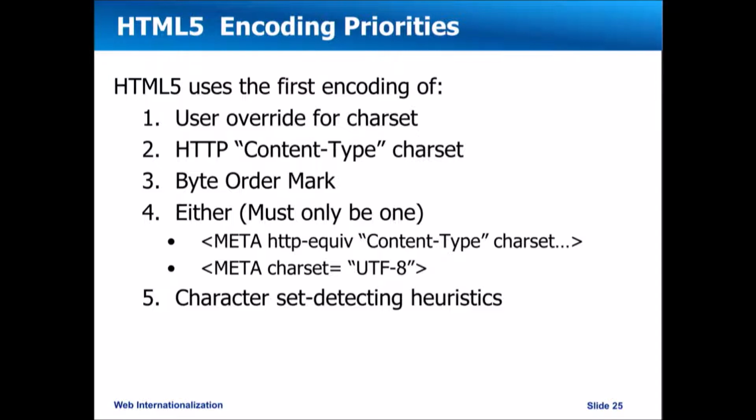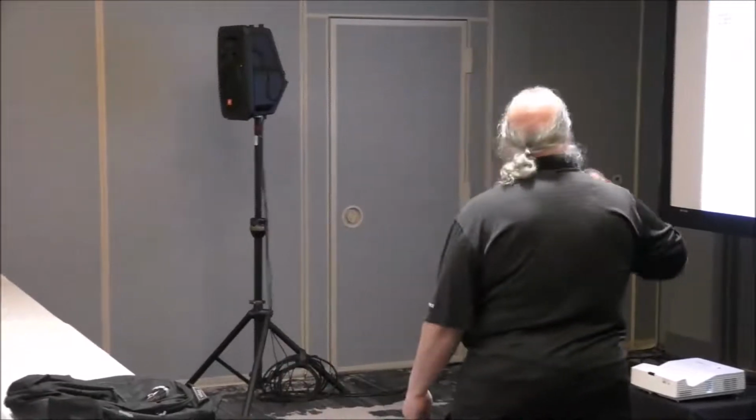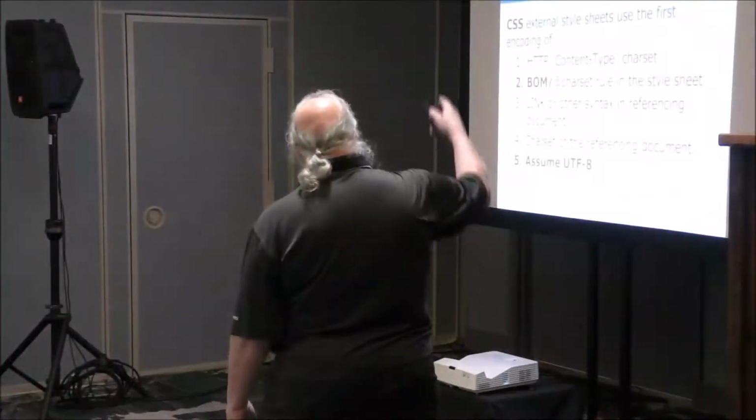Byte order mark is also a possibility, and if it's not declared with those, then HTML5 says it's either the meta charset statement or this http-equiv statement. If it has no information, it's going to use some kind of heuristic to try and figure out the encoding, which is how I got into trouble, right? CSS has similar rules.